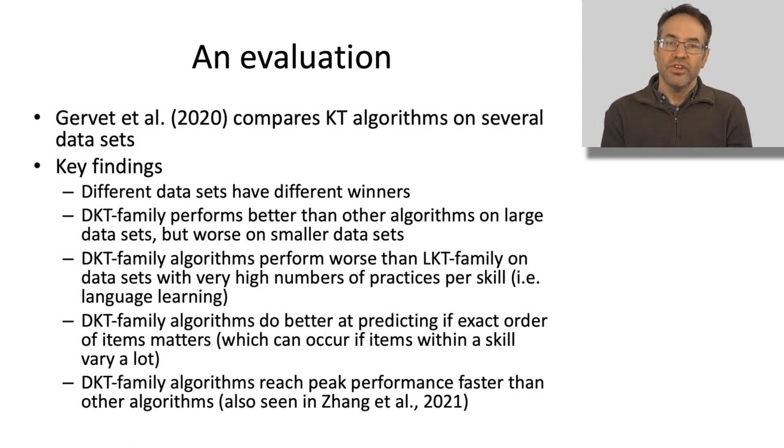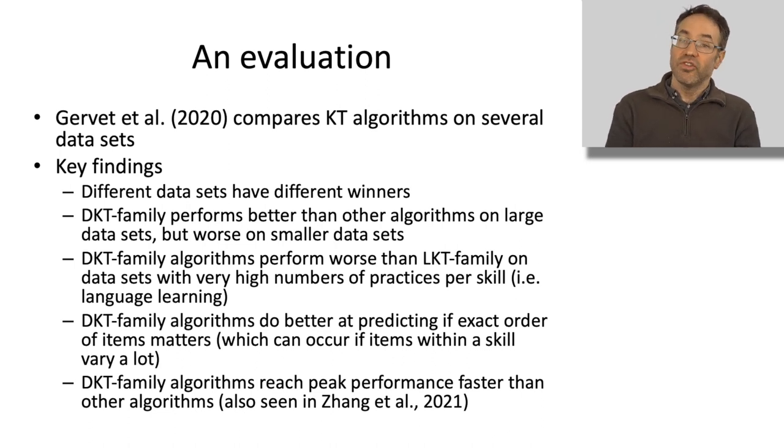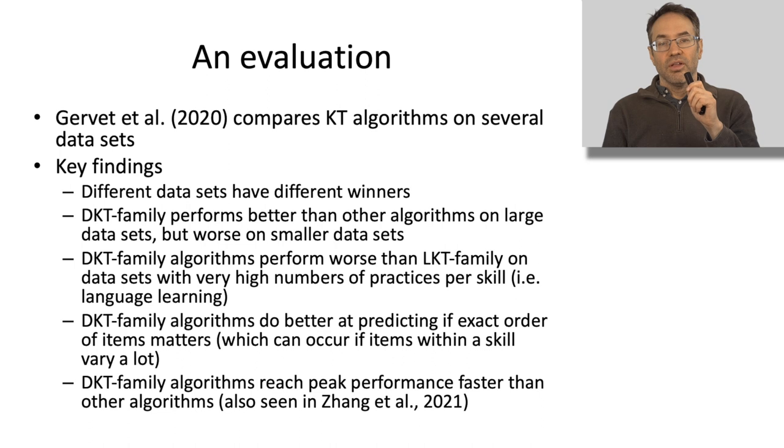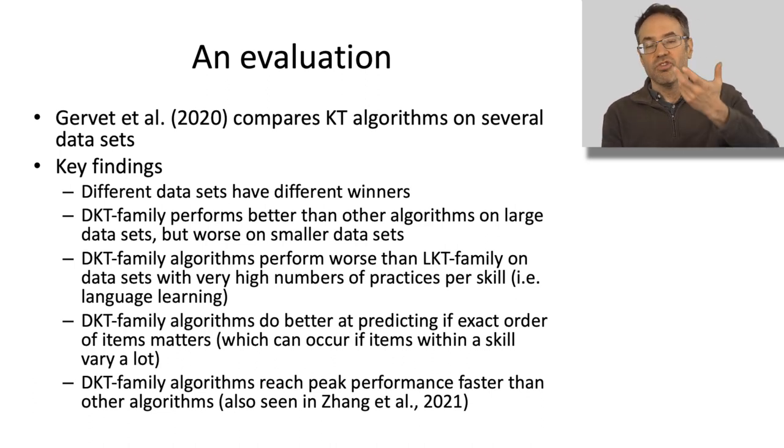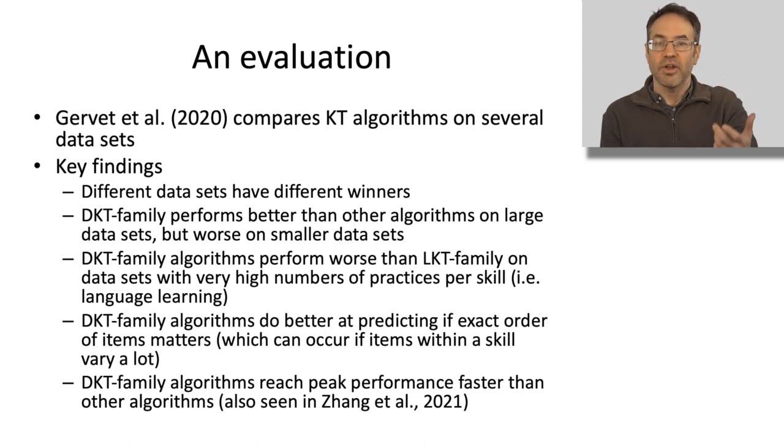They also found that the DKT family algorithms perform better than other algorithms on large data sets, but worse on smaller data sets. And in particular, DKT family algorithms perform worse than the LKT family on data sets with very high numbers of practices per skill, such as language learning domains. They do find that DKT family algorithms are better at predicting if the exact order of the items matters, which can occur if items within a skill vary a lot. And they find that DKT family algorithms reach past performance faster than other algorithms, which corresponds also to the Zhang et al. findings I mentioned a few minutes ago.